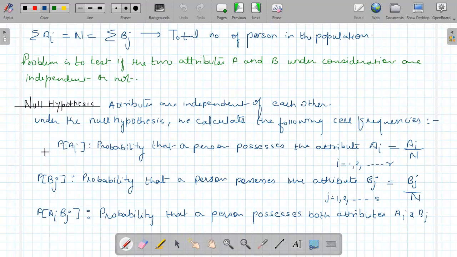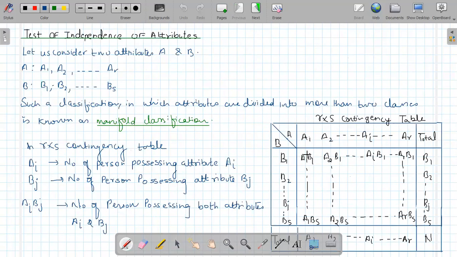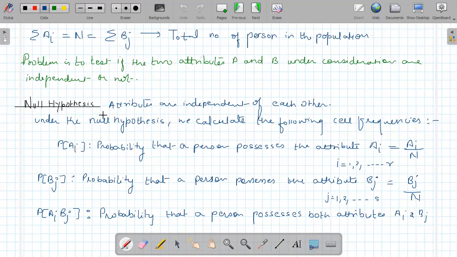Probability of AI means probability that a person possesses the attribute AI. How many people possess attribute A1 in this table? This many, which is A1. So what is the probability that a person possesses the attribute A1? It is A1 upon capital N. Similarly, the probability that a person possesses the attribute AI is given by AI divided by N. I could be 1, 2, up to R.